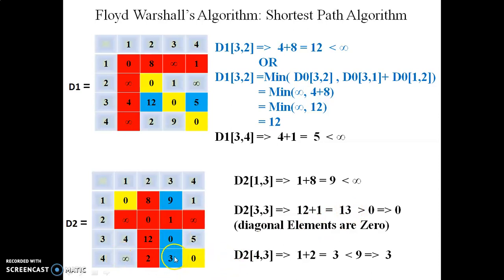Then this element refers to the fourth row and the third column. So D2 of 4, 3 corresponds to, as you see here, this particular index value, 2 and 1. So 2 plus 1 is equal to 3. So this 3 has to be compared with the index value of the previous matrix. So this is a 9. So 3 is obviously less than 9. So we write the minimum value, that is 3. So 3 is written here. So this completes the D2 matrix.